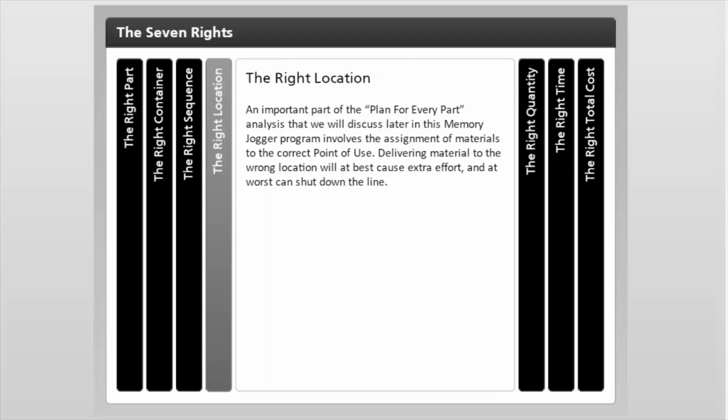The right location. An important part of the plan for every part analysis that we will discuss later in this Memory Jogger program involves the assignment of materials to the correct point of use. Delivering material to the wrong location will at best cause extra effort and at worst can shut down the line.